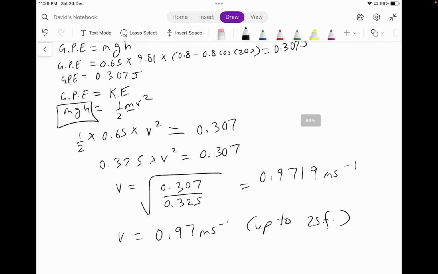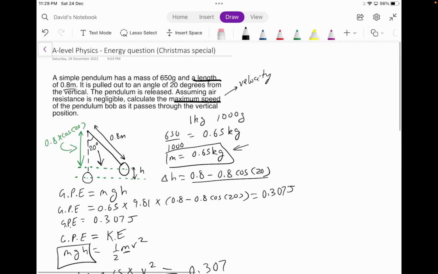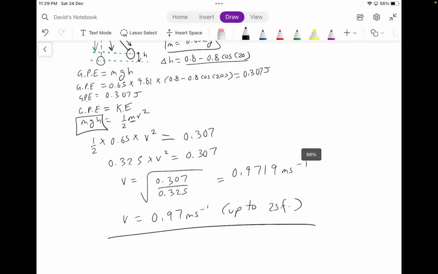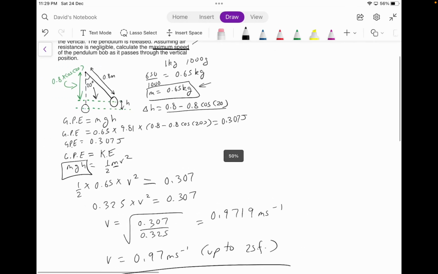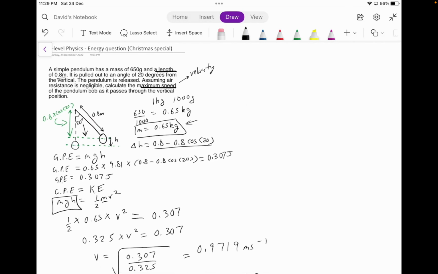Have they mentioned the significant figures? Do check in the question if they have mentioned any significant figures. They haven't mentioned them here, but we can just assume that it's two significant figures. So we're going to leave it as 0.97 meters per second. This is the velocity that we have calculated. This should usually be worth about 4 marks, max 4 marks. We have used the formulas of gravitational potential energy and kinetic energy.